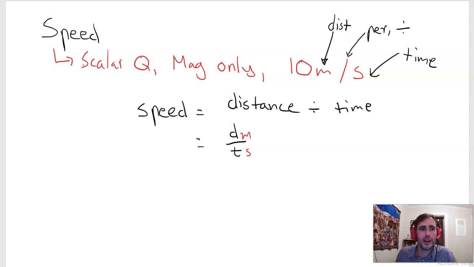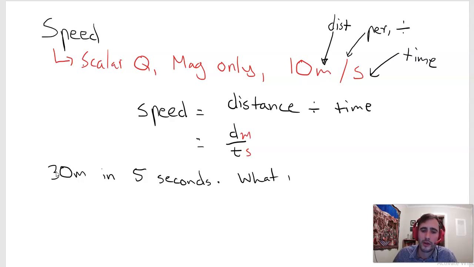Now, if we were going to do an equation with this, let's say that I want to know an object has moved 30 meters in 5 seconds. What is its speed? 30 meters in 5 seconds.